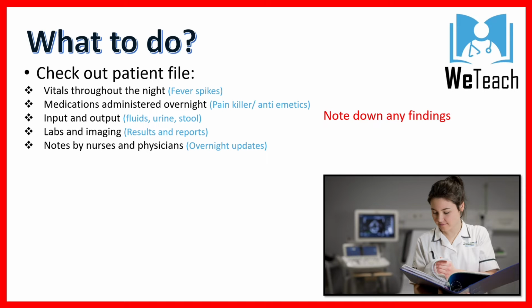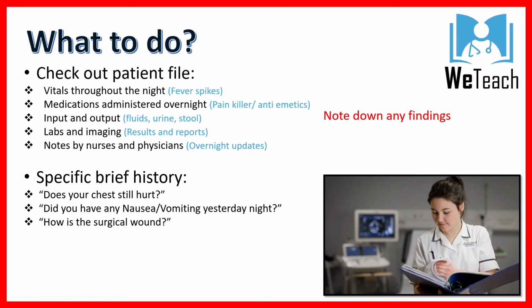Next, you'd want to go to your patient and take a quick history specific to what their condition is. So if, for example, they were admitted with chest pain, you'd want to ask about the pain and see if they are improving on the treatment they're on. Ask if they have any other complaints. If they're a post-op patient, for example, ask them how the surgical wound is.